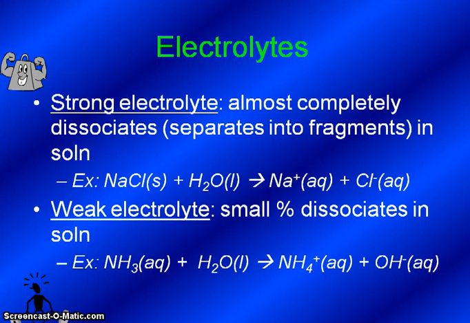So like sodium chloride, almost 100% of the sodium chloride would split into the sodium ions and the chloride ions. You'd have very few left over of the entire compound. With weak electrolytes, only a small percentage would dissociate. So like with ammonia, you only get a few ammonium ions out of that. So not as many ions means that you're not going to be able to conduct as much electric current through there.